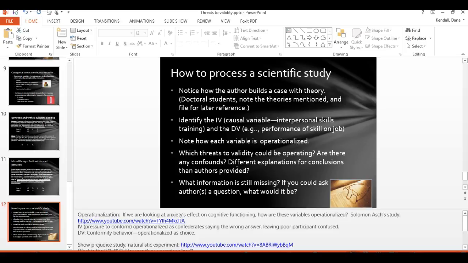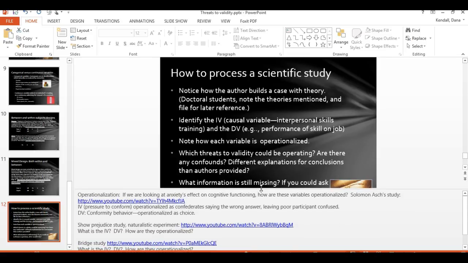Which threats to validity could be operating? So think about confounds, threats to internal validity, and statistical conclusion validity as well. What information is still missing? So if you could ask the authors a question, what would that question be? That's something that helps me to organize my thoughts and helps me to think about future research questions as well.